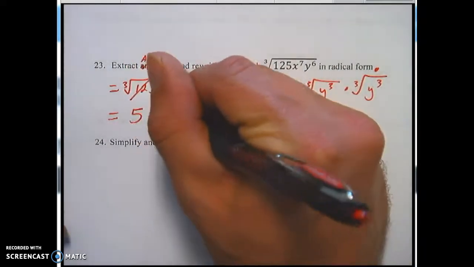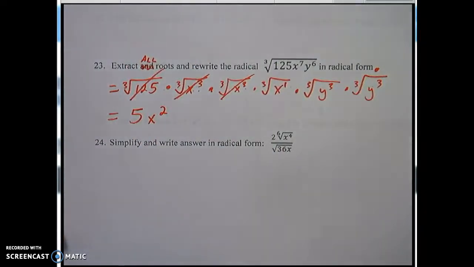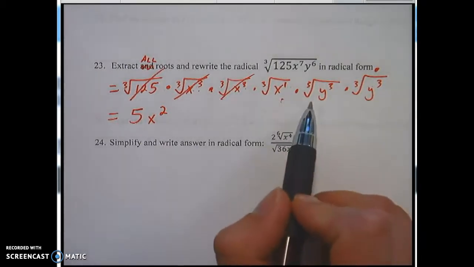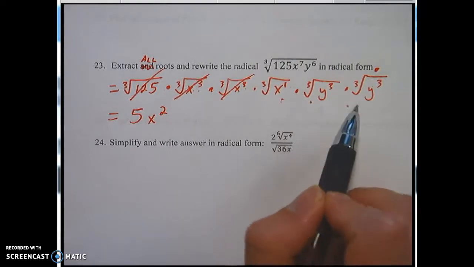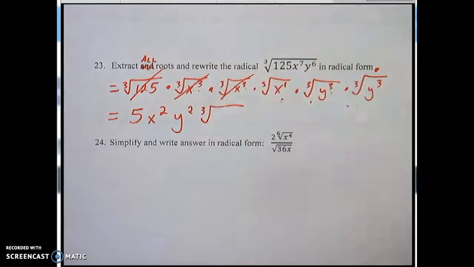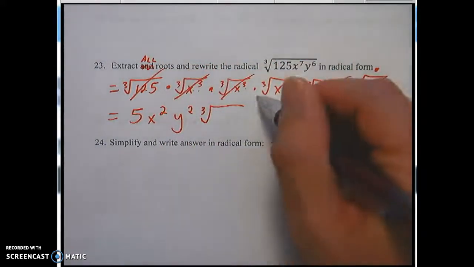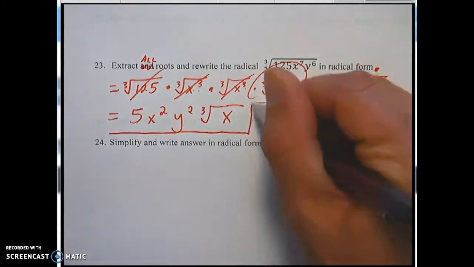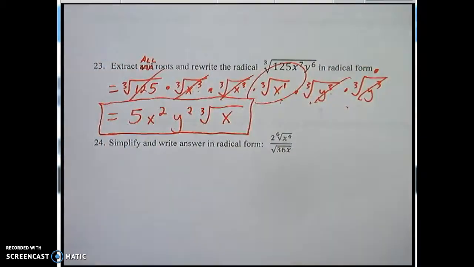So that means I've got x squared. I've got a cube root of x. I'm going to leave that for the end. But I've also got the cube root of y cubed, which is just y times y. y times y is y squared. The only thing that's left underneath the cube root is this right here, that x. So the answer here, fully simplified, is 5x squared y squared times the cube root of x. That's the second 23.